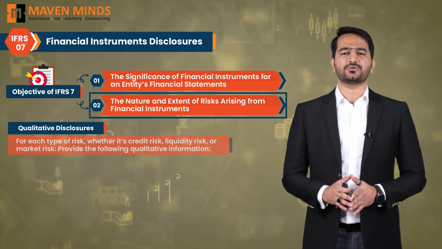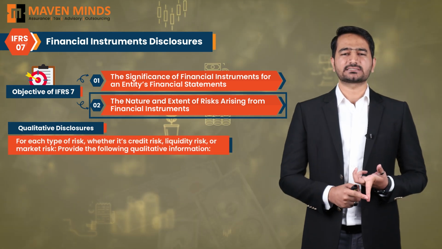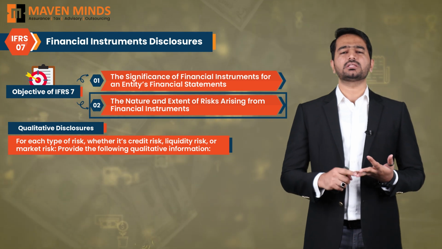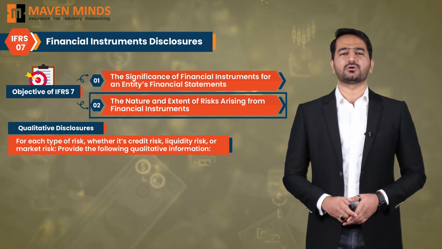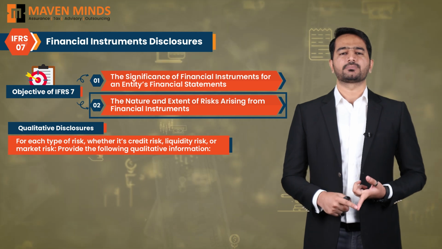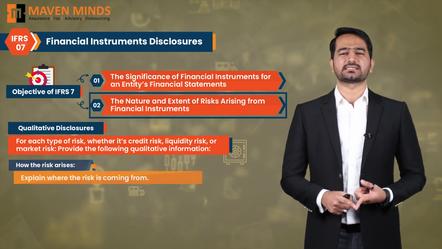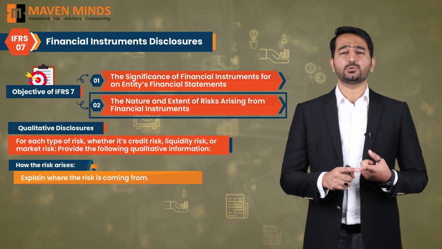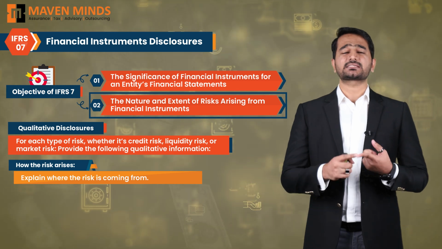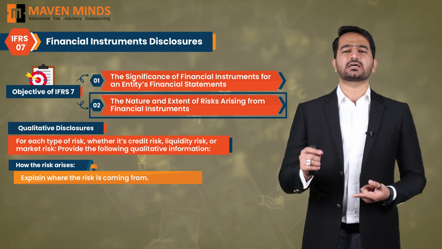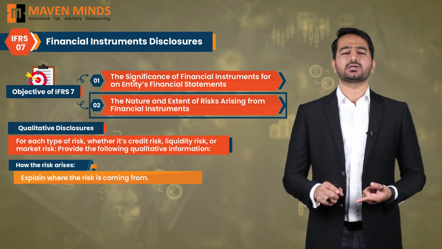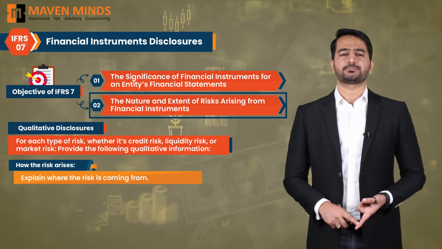For each type of risk, whether it is credit risk, liquidity risk, or the market risk, you need to provide the following qualitative information. Number 1, how the risk arises. Here, you need to explain where the risk is coming from. For example, if your company has foreign currency exposure, that's where your currency risk comes from.